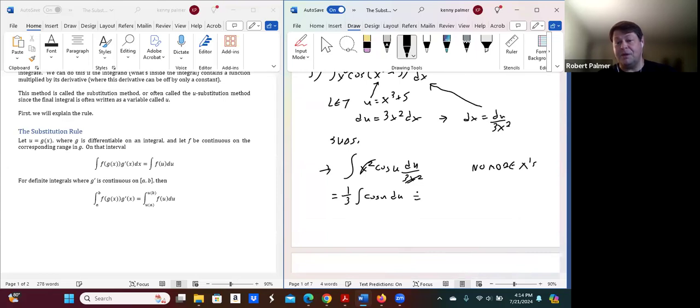Okay, and of course, the integral of this is very similar to what we saw before. So this is going to be 1/3 times the sine of u plus c. And now finally, just substitute back. And so that's going to be 1/3 times the sine of x cubed plus 5 plus c.